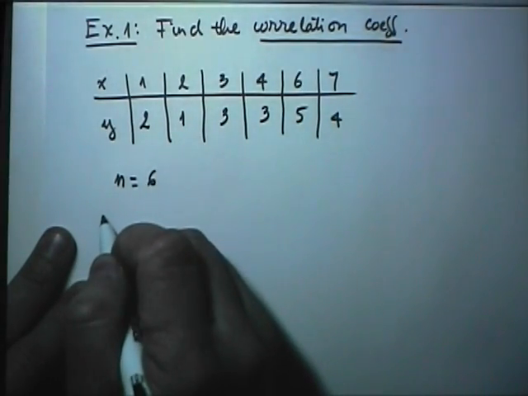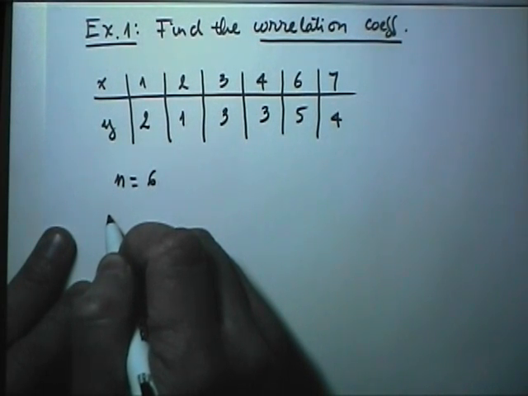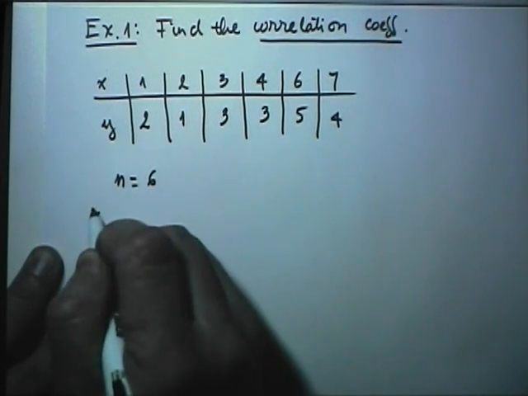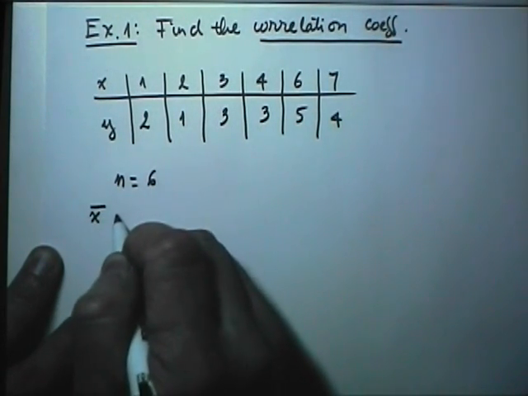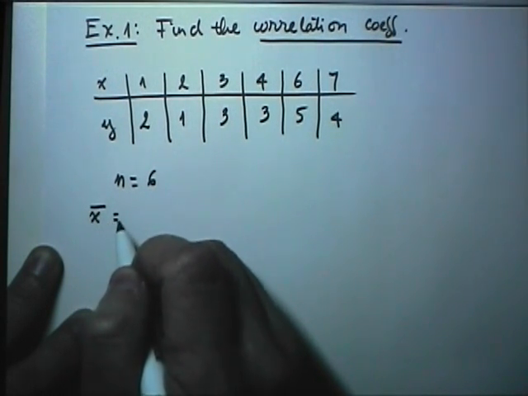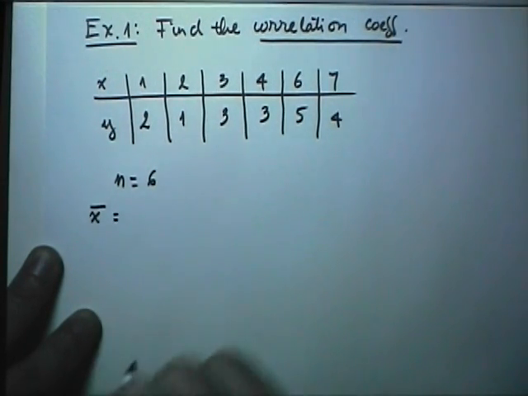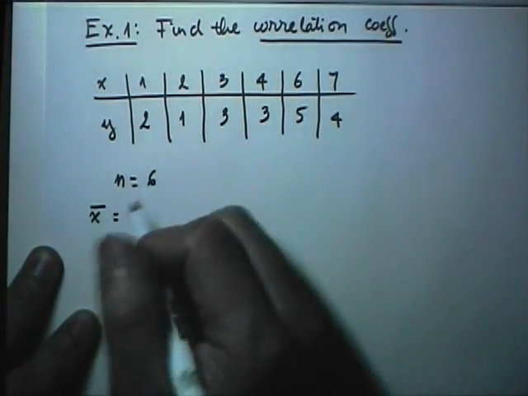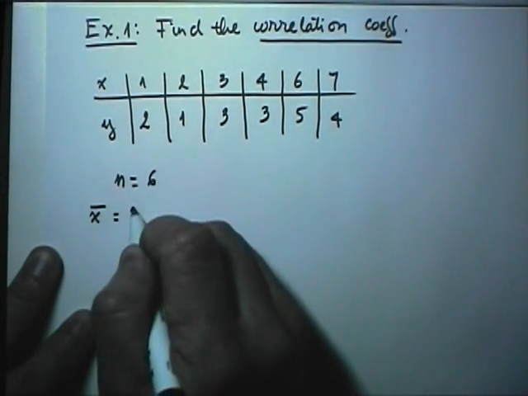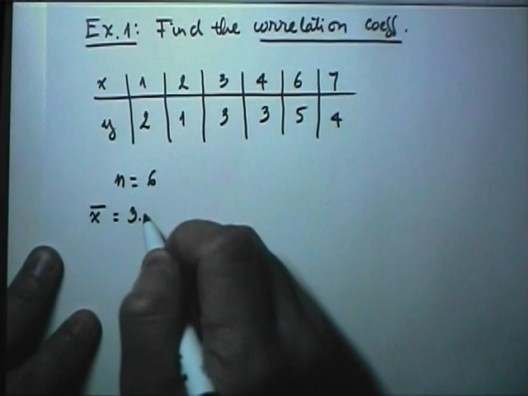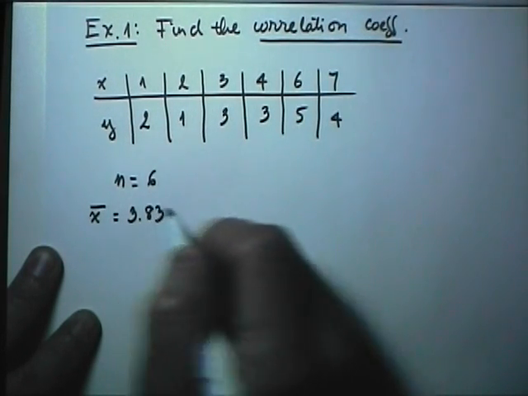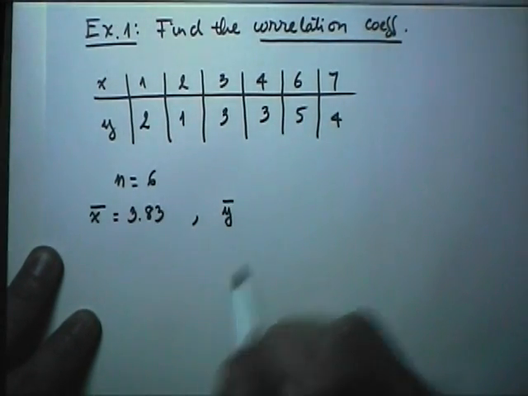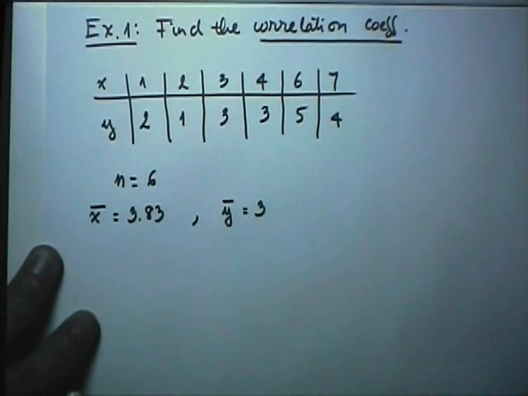Before you can proceed with anything, you do need to find the mean value for all the x. You can always pause this video and calculate the mean of the x values yourself. According to my calculation, the mean for the x values is 3.83. Likewise, I also need the mean for all the y values, and that is 3.